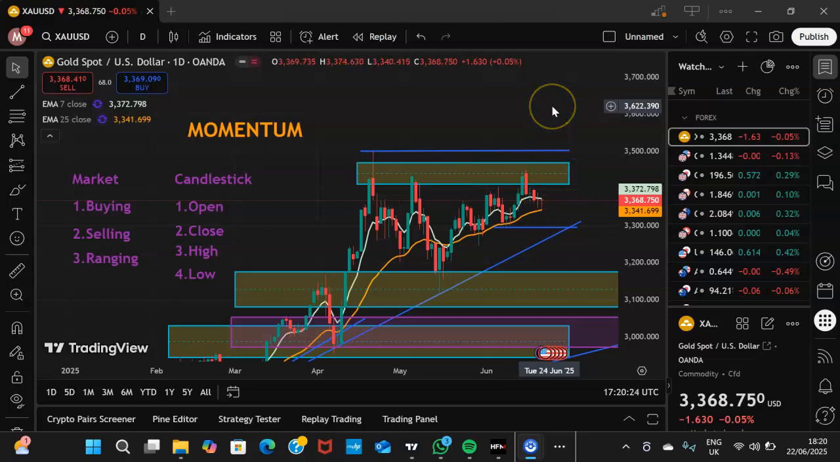Now there are a whole lot of other concepts which you want to bind together when trying to pick your trades or perfect your positions and entry. But one of the most significant that I want you to include in your trading plan or your trading system is market momentum.